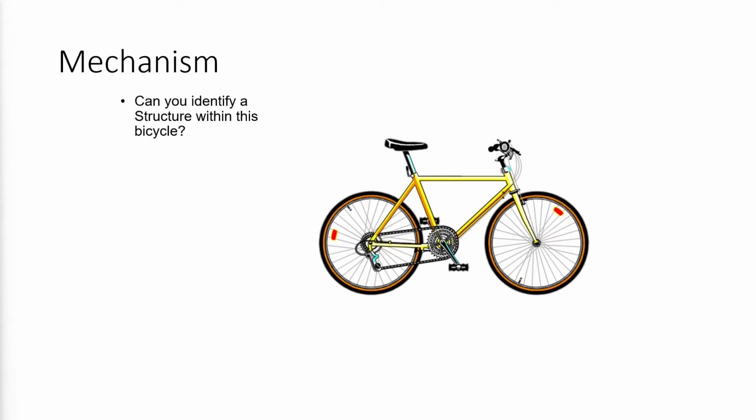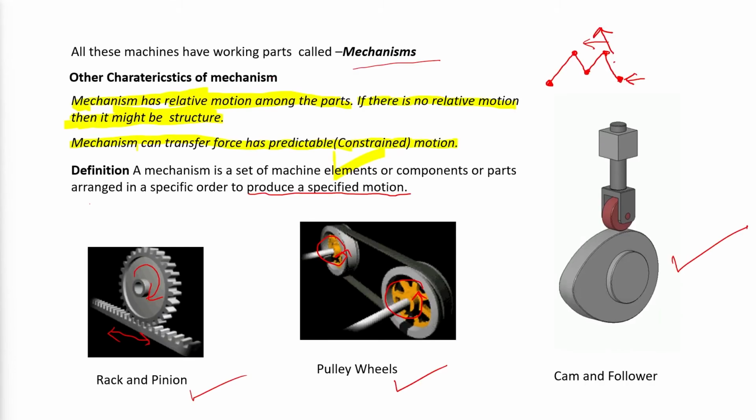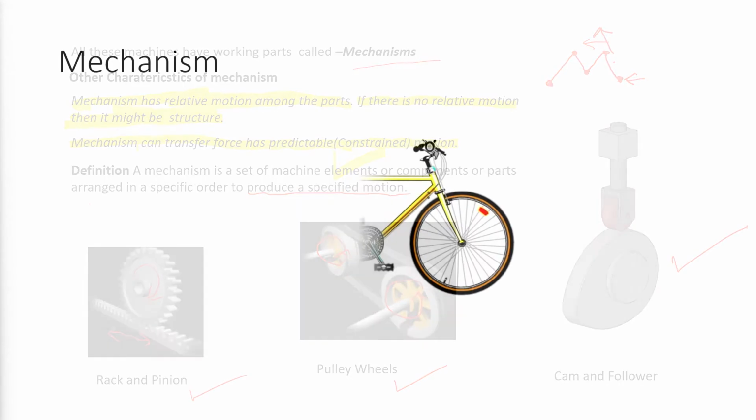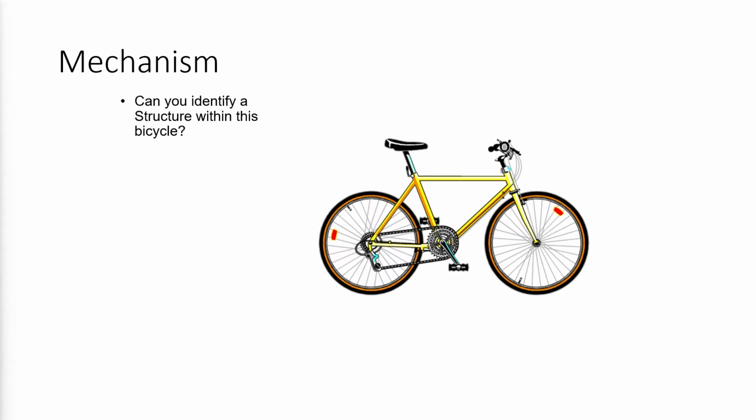Let's say this is a bicycle. Now you need to identify the structure and the mechanism in the bicycle. Pause the video for 5 seconds and try to find the answer. Again, it is very simple to find which one is structure and which one is mechanism, because from the characteristics which we saw in the previous picture, we understand that the structure is a part which is fixed or has no motion. For example, this steel frame, which does not have any relative motion.